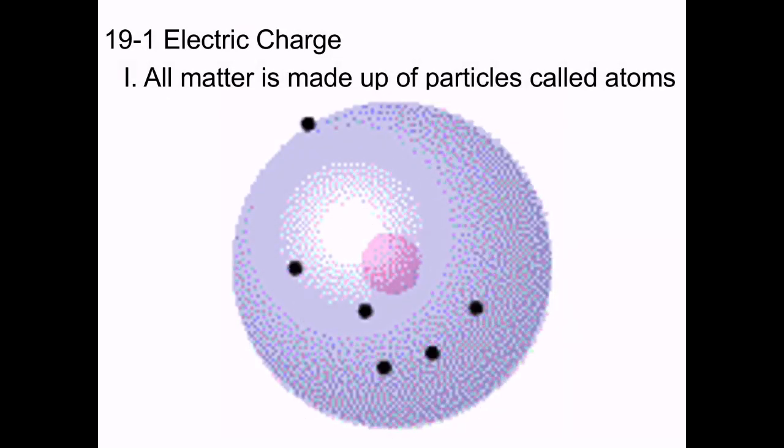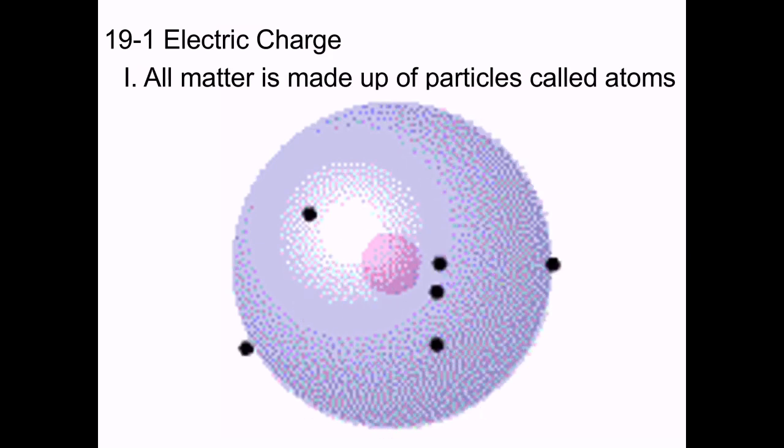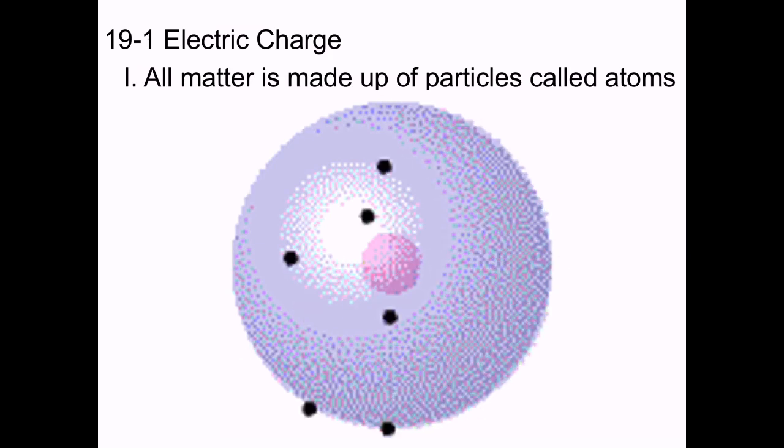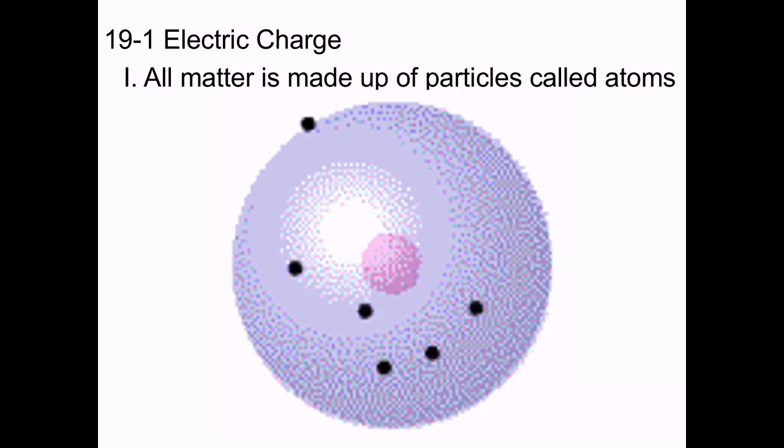All right, we're going on to a new chapter, electric charge. In this chapter, we'll talk about electricity, and we'll blend in magnets with that as well, because they both are related, and how we use them. For electric charge, all matter is made of particles called atoms. We've been through this before.